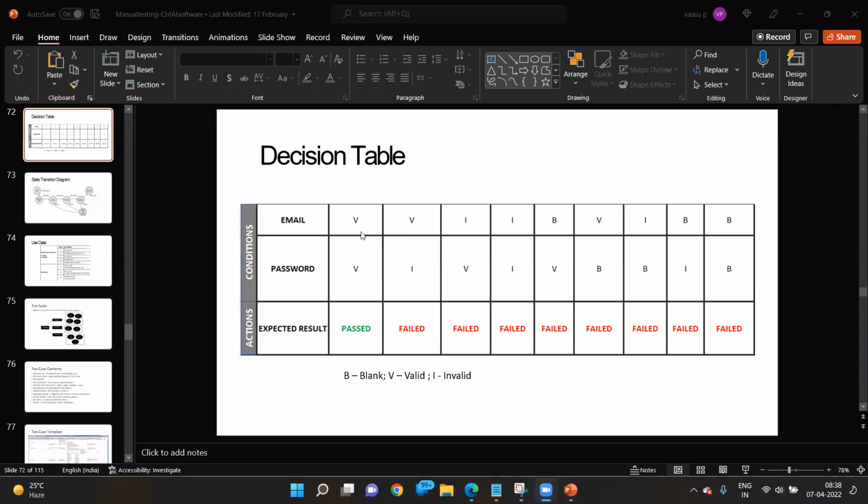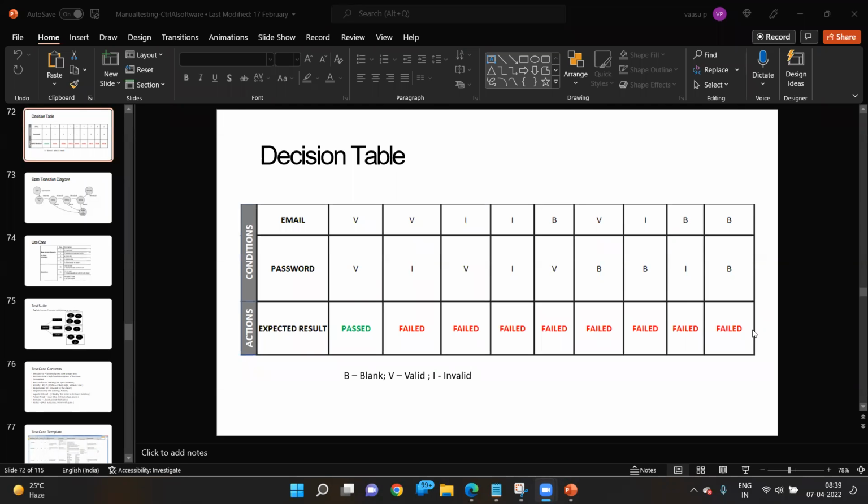Decision table. What is a decision table? To validate the Amazon login functionality, we have to take two parameters: one is email and another one is password. We have to enter the email and then the password. V indicates valid data, I indicates invalid data. Tell me how many flows are there? How many test cases can be written to cover the login functionality of the Amazon e-commerce portal? Tell me how many? 1, 2, 3, 4, 5, 6, 7, 8, 9.